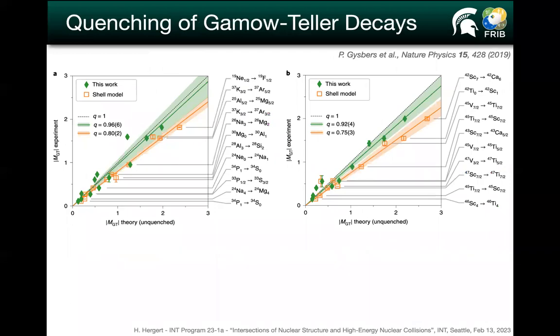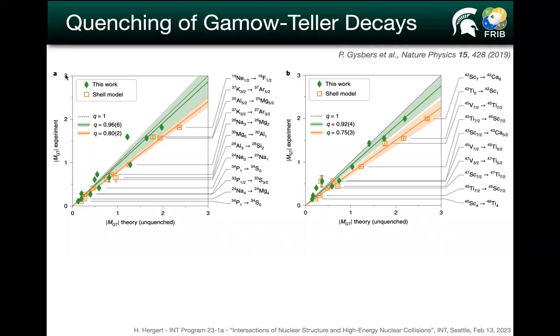So you can look at other quantities besides just ground state energies. And one very nice study that was done about 3-4 years ago by now, that involved coupled cluster and valence-space IMSRG, was to look at a long-standing problem in beta decays and Gamow-Teller decays. So let me explain this a bit.